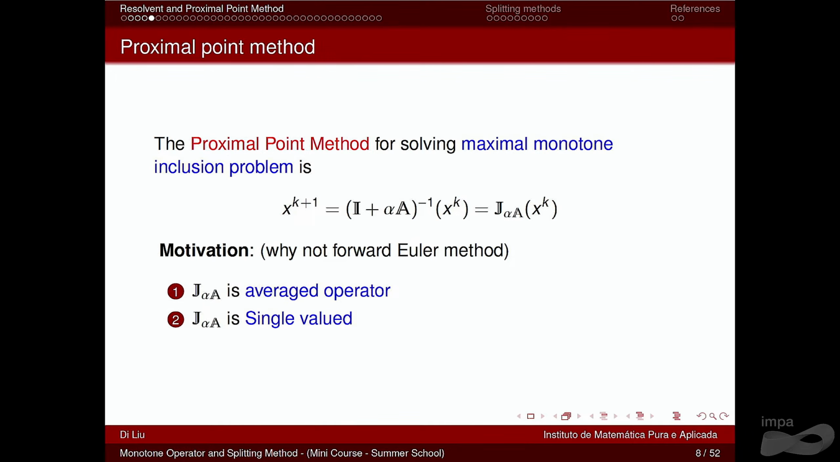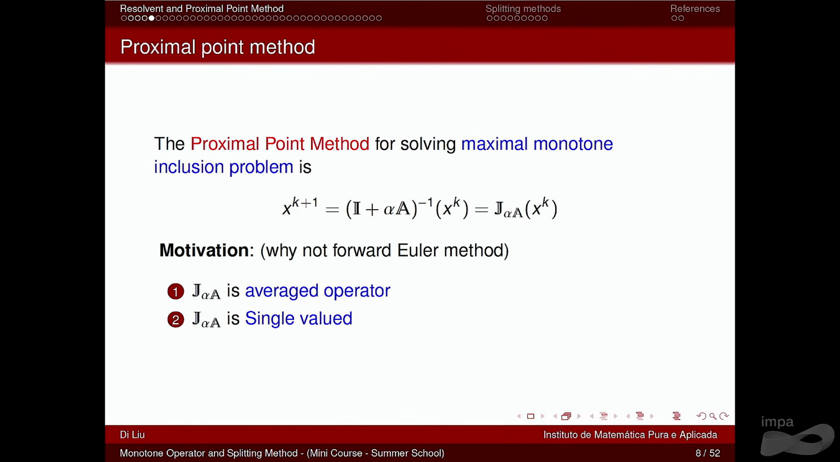First, if operator A here is a maximal monotone operator, then the inverse of I plus alpha A is an averaged operator, which we define as J_alpha A, which we call the resolvent. This is a resolvent with respect to the operator A. Another is that the resolvent of A is single valued. So this is why we can use the equal sign here.